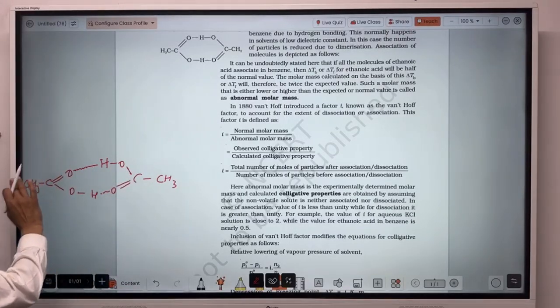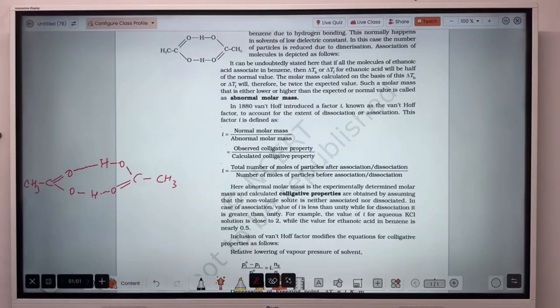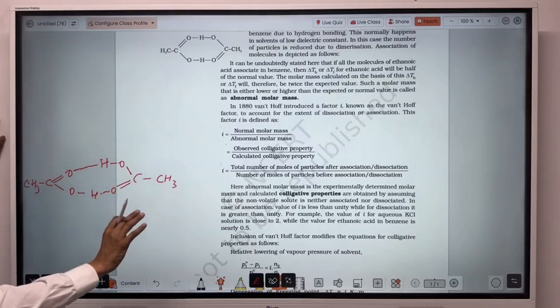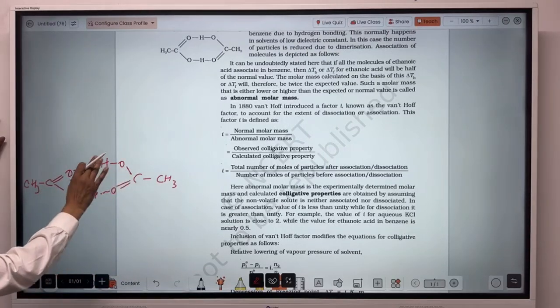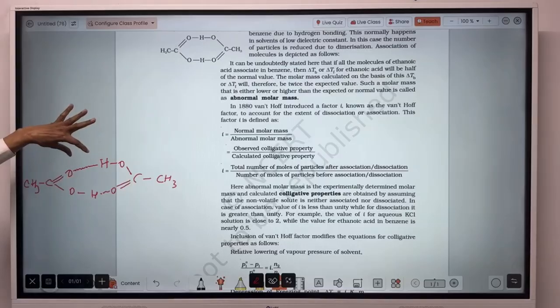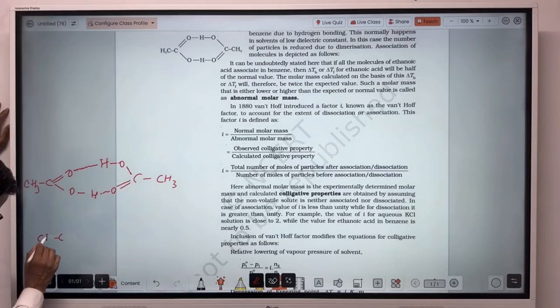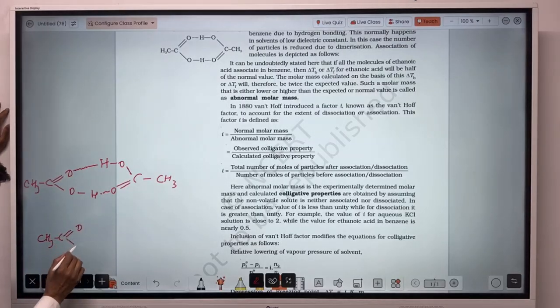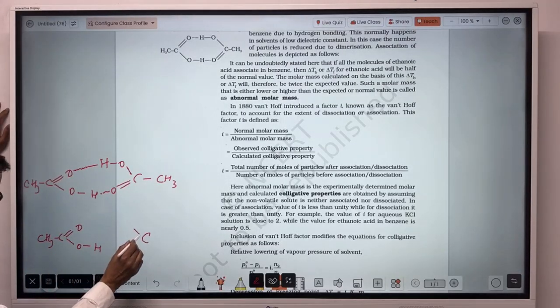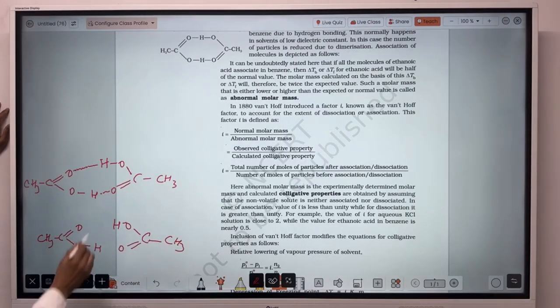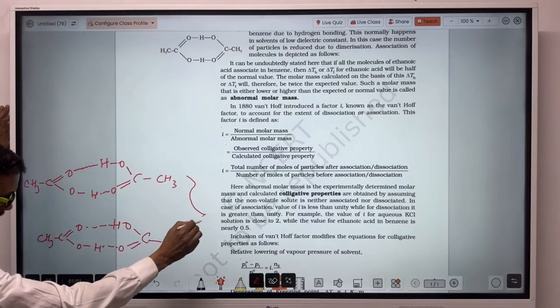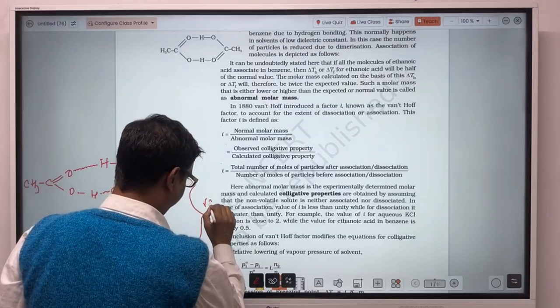When you dissolve this acetic acid in an aprotic solvent like benzene, kerosene oil, or petrol, these molecules will associate together and act as a single particle. If this dimer and another dimer are here, this molecule here also has hydrogen bonding, here also hydrogen bonding. Between this dimer and this dimer, there will be van der Waals bonding.